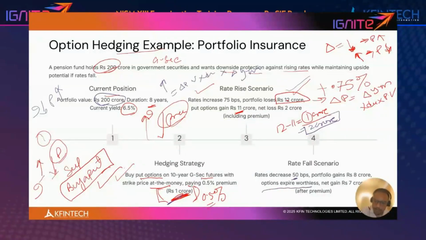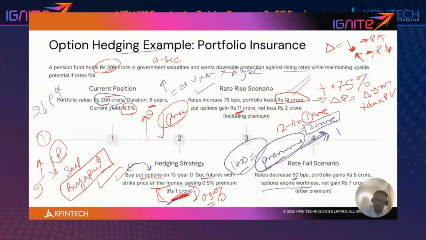Even if the option expires worthless, what is the loss on the option? What is the loss when you buy an option? Premium. So premium is the maximum loss. We saw that in the last chapter. Anytime you buy an option, whether it is put or call, the maximum loss is the premium. So in this case, 1 crore loss on the option and some profit on the bond portfolio. So this is how you can hedge an existing asset or a liability.